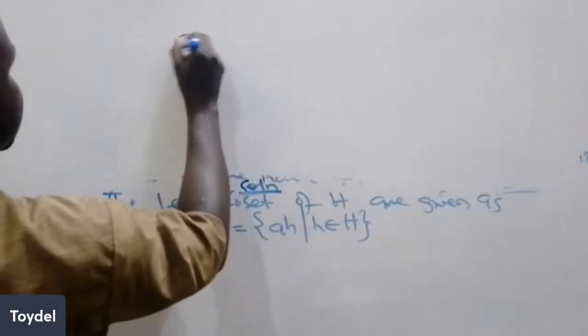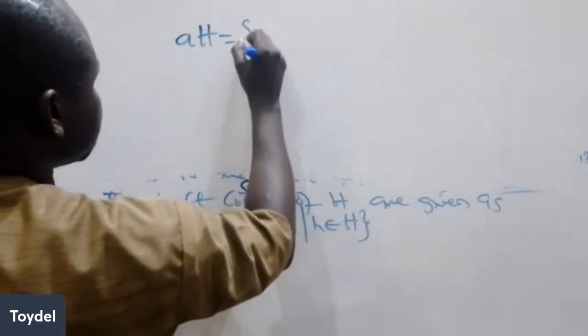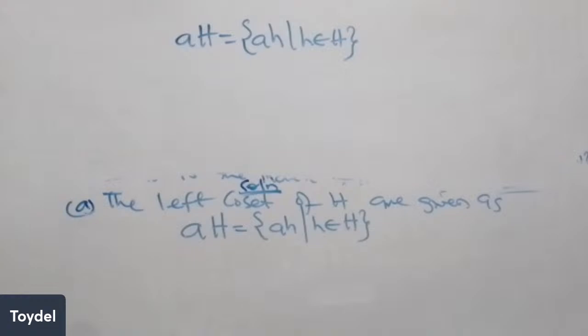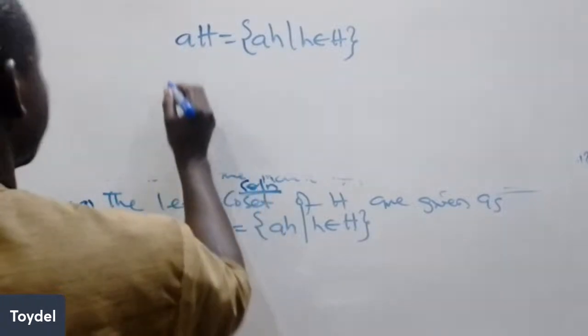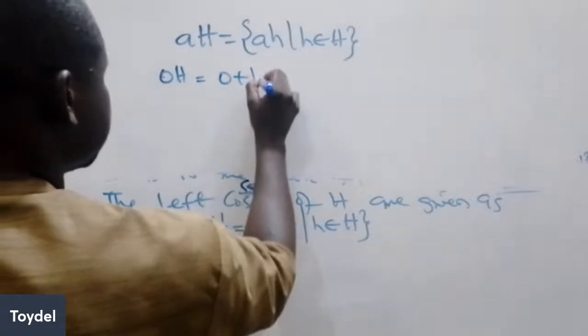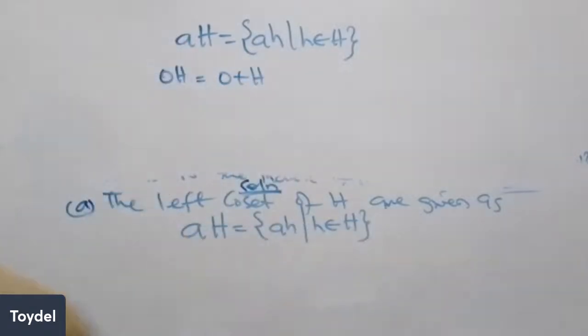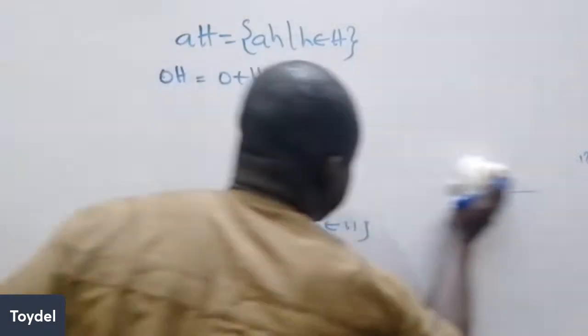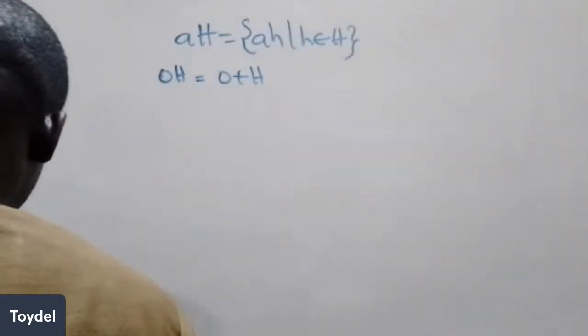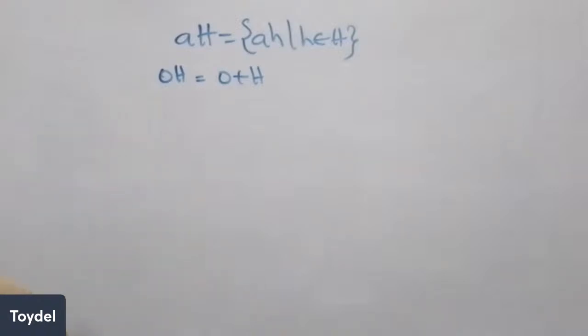We have aH, where h belongs to H. This is what we have. So we now pick the elements one after the other. The first element there that we have is 0. We say it is 0H, the same thing as 0 plus H, because in the question it is Z6 under addition. The binary operation there is addition. Please check the question. It is Z6, comma, plus. So the binary operation there is addition.